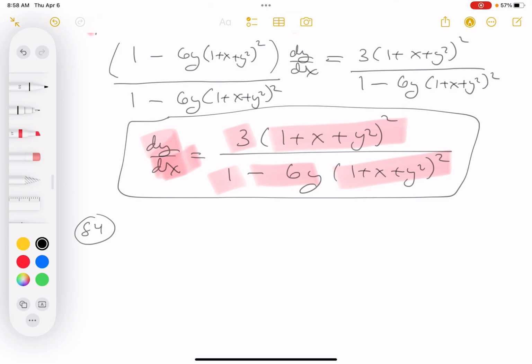Okay, so 84, what do I see? I see 3 times x plus y, quantity squared. I see 1 plus that thing I'm not familiar with yet, which is dy/dx. And then I see 2x, and I see a 4. I see dy/dx. And they want me to solve for dy/dx.